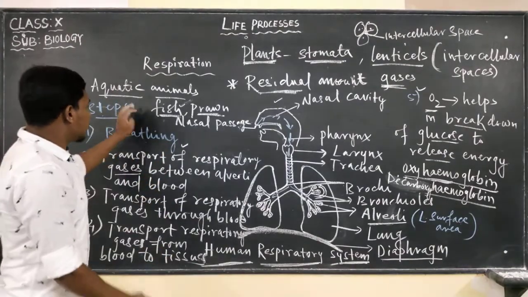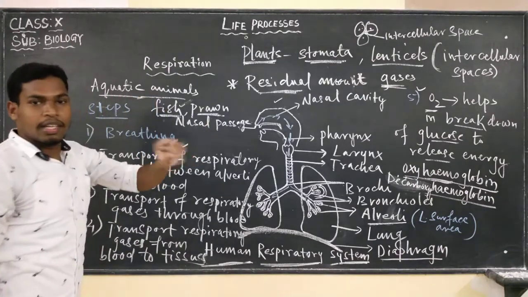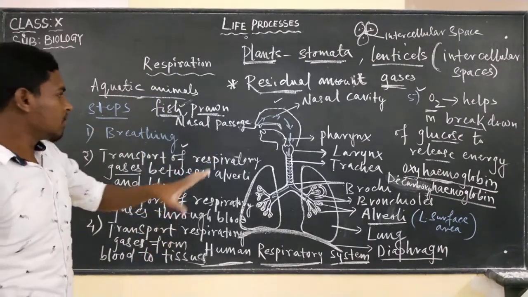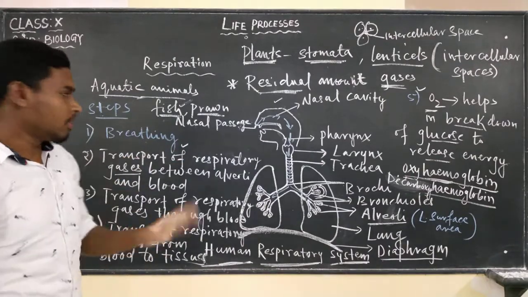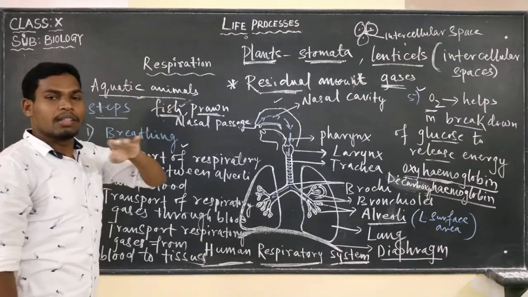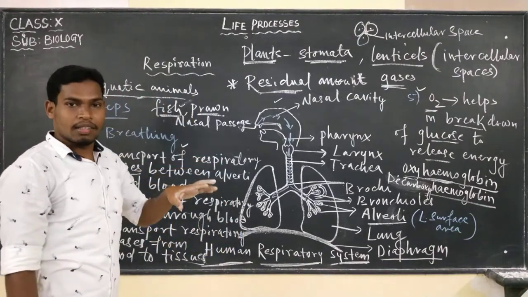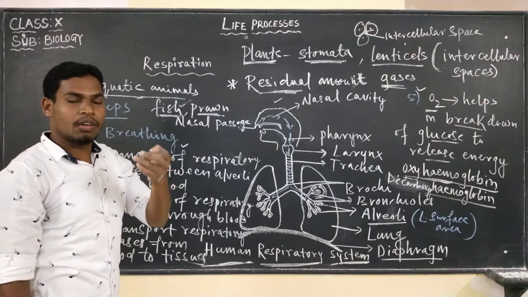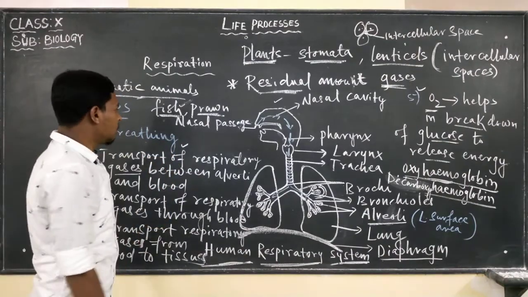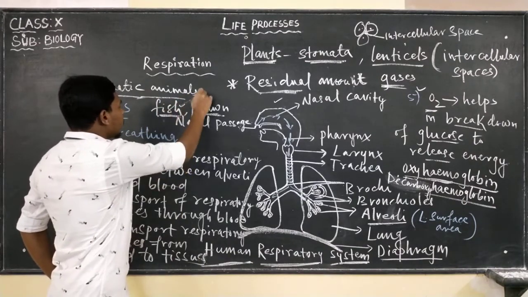So questions are asked on this: in terrestrial or in aquatic animals, in which is the breathing rate more? Your answer should be aquatic animals. Why? The amount of oxygen present in the water is low compared to the oxygen present in the atmosphere. So that's why the breathing rate is more in aquatic life.